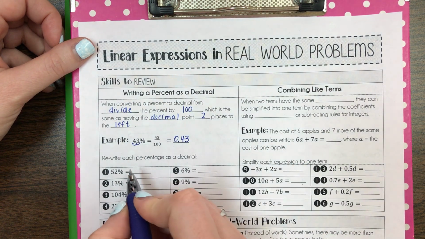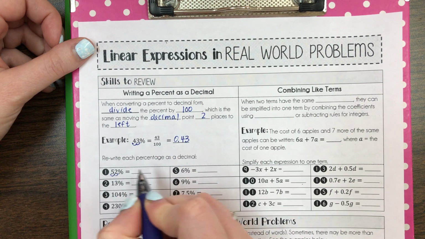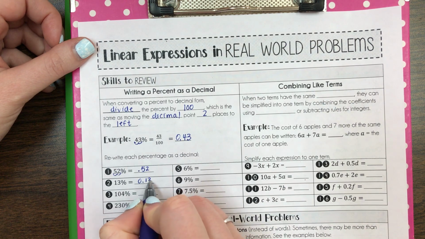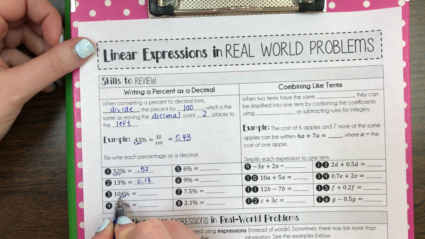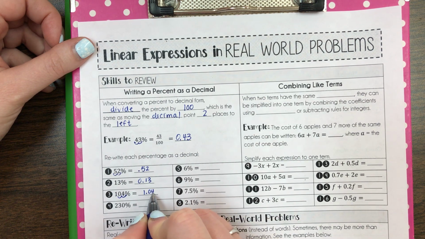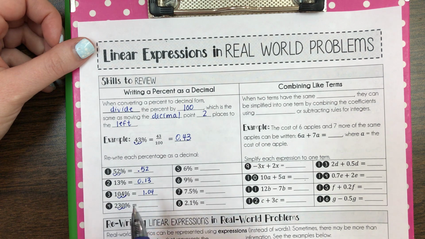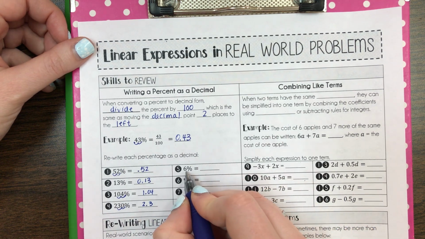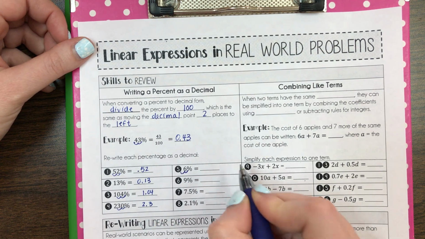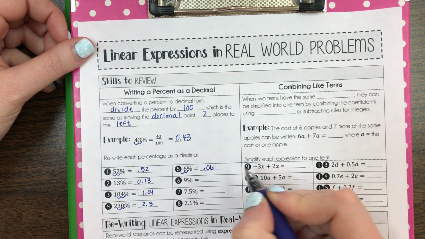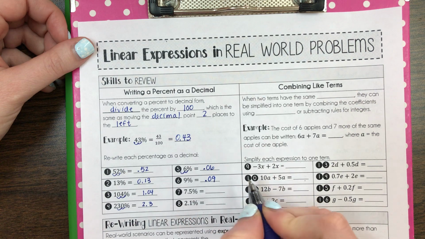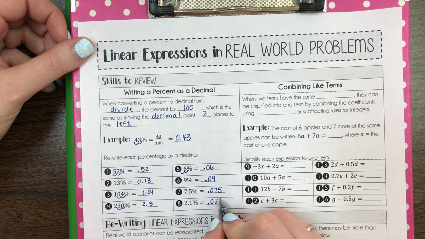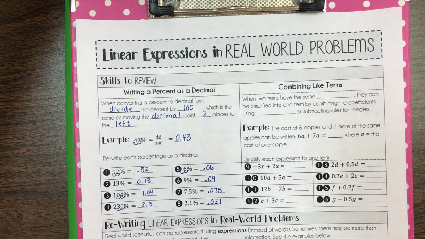So let's go ahead and complete these underneath. So 52%, 2 to the left would be 0.52, and then we would have 0.13. This one, be careful. We move it over 2, it's going to be 1.04. Fourth one, move it over 2. You can write it as 2.30 or just 2.3. Number 5, if we move it 2 to the left, it's going to be 0.06, then 0.09, 0.075, and 0.021. All right.